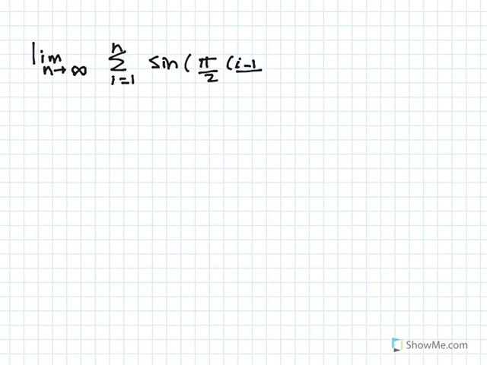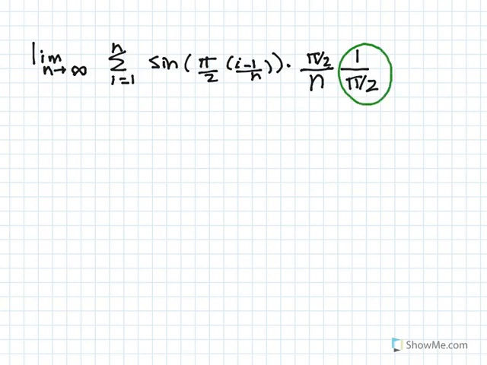So what we have is the limit. This is the Riemann sum that we're given: summation, i goes from 1 to n, sine of pi over 2 times (i minus 1) over n, times 1 over n. So what I'm going to do is put in pi over 2 here and also divide by pi over 2. This way we don't change anything and we still have the same expression as we started with. Now we're going to factor out the 1 over pi over 2. This passes right through the summation.